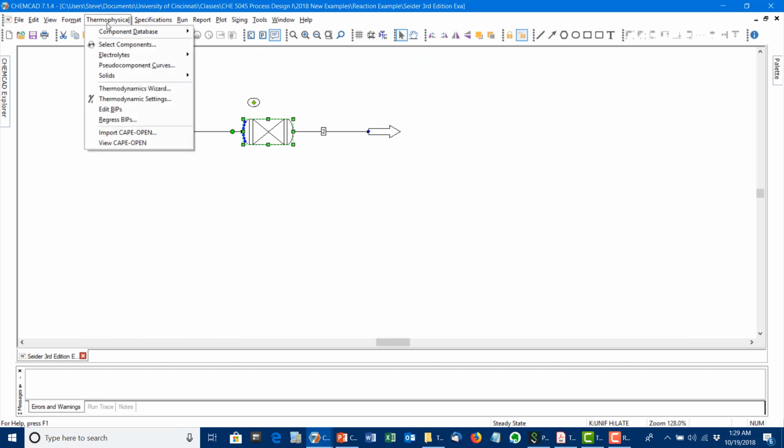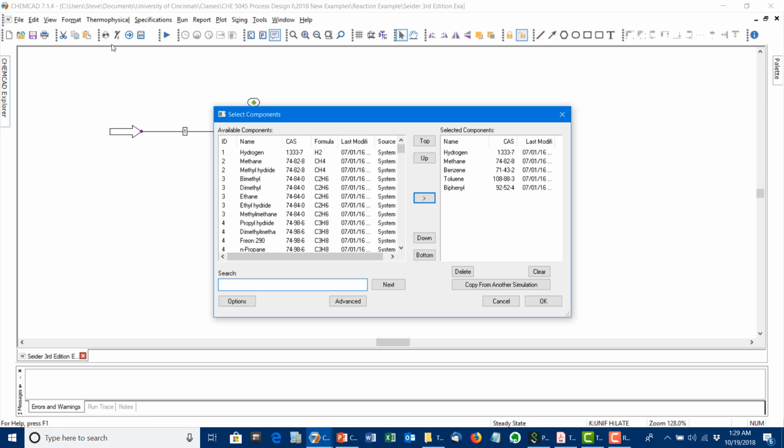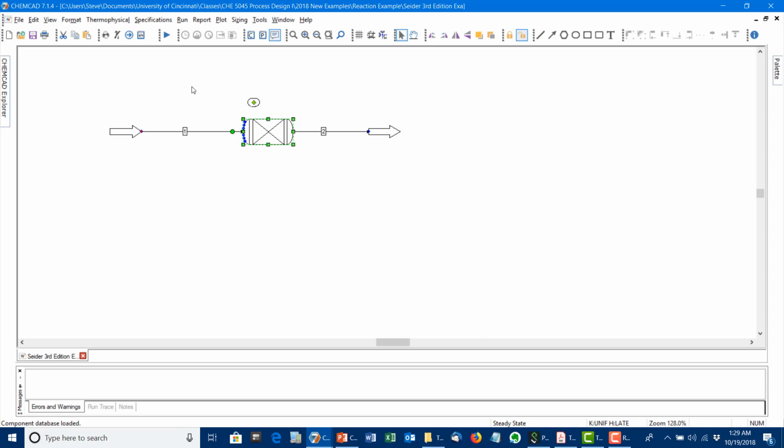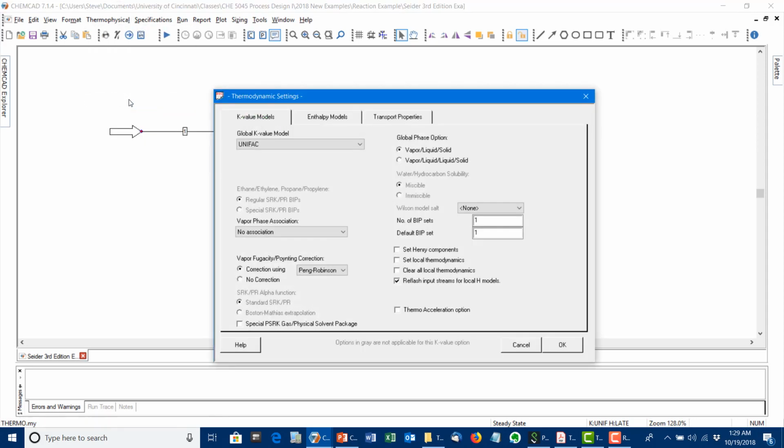So I've set up a simulation here with the components for the reaction system we're discussing. I've set up the feed stream and an empty kinetic reactor. You can see I've got the 5 components: hydrogen, methane, benzene, toluene, biphenyl already entered. If we take a look at the thermophysical properties, in the thermodynamic settings you can see that I've got the simulation set to use Peng-Robinson for vapor fugacity calculations. That was a choice I made manually after the thermodynamics wizard ran.